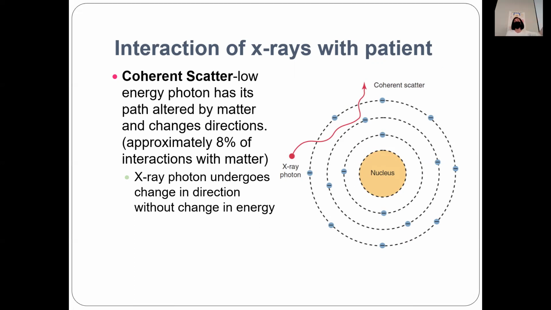Now it might hit something on its next journey and become Compton scatter. But when it does this, there's nothing that really happens to the cell. And you can see it doesn't happen very often. It's approximately 8% of the interactions with matter.